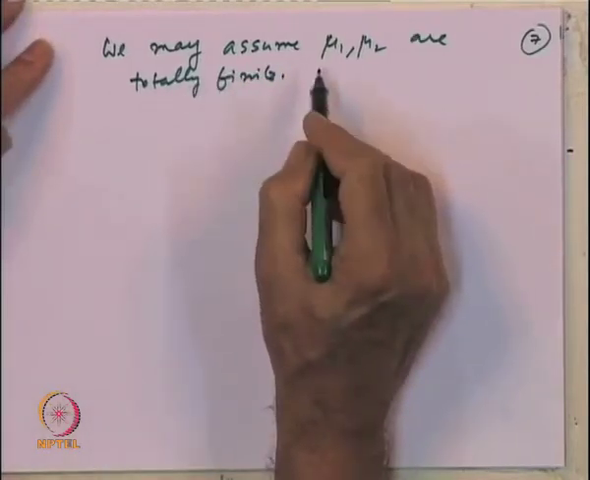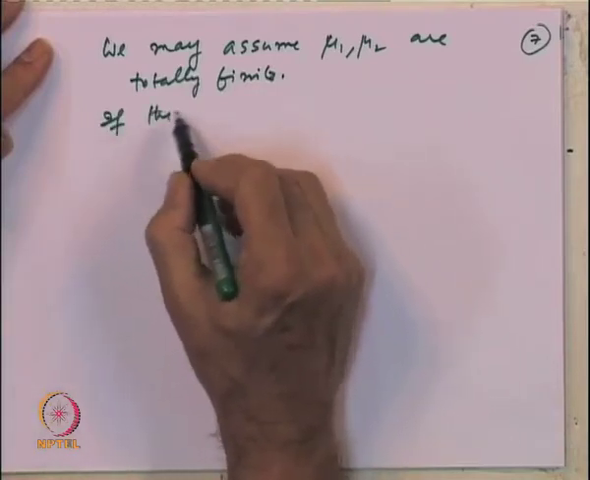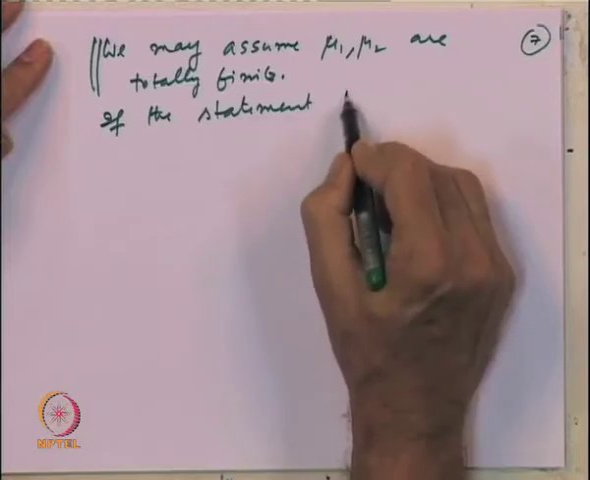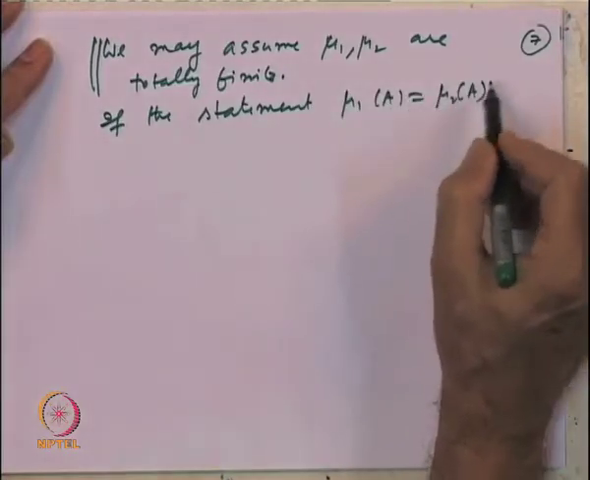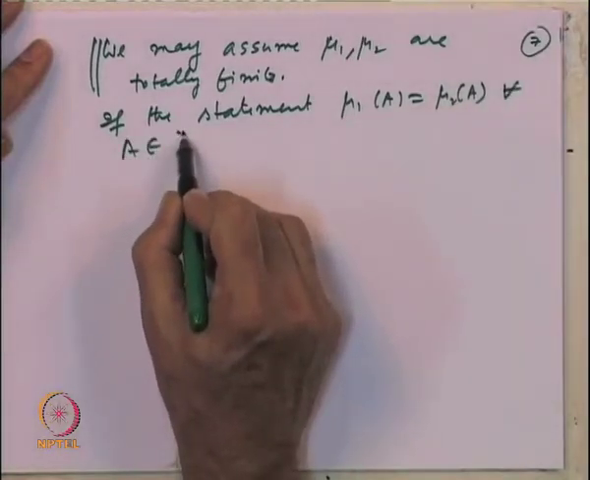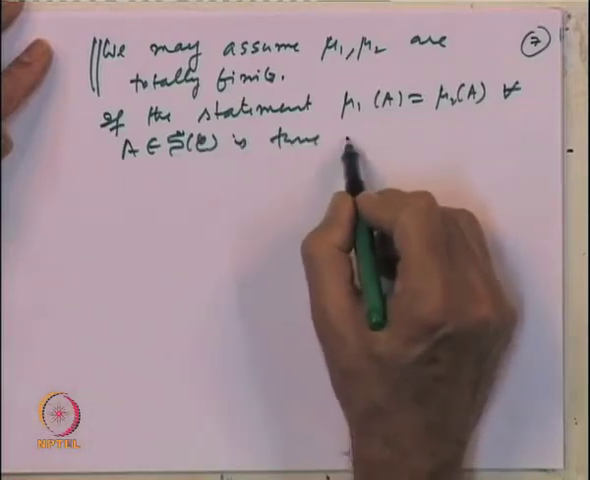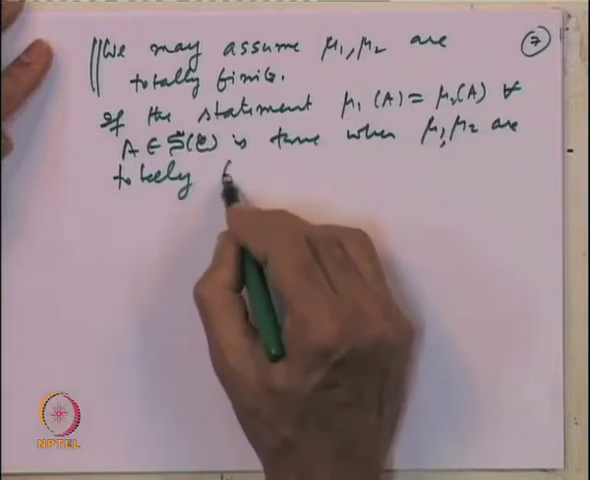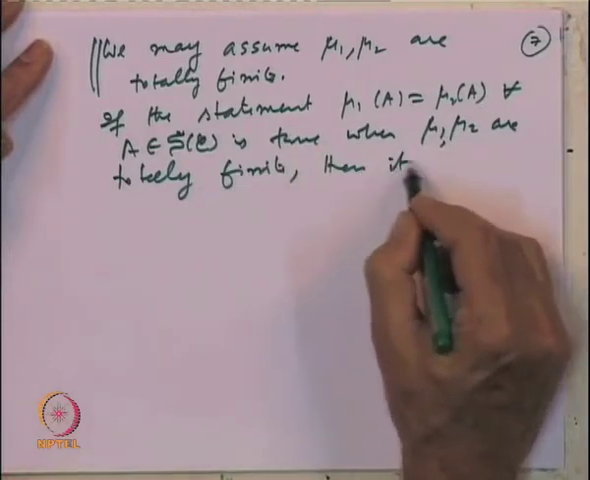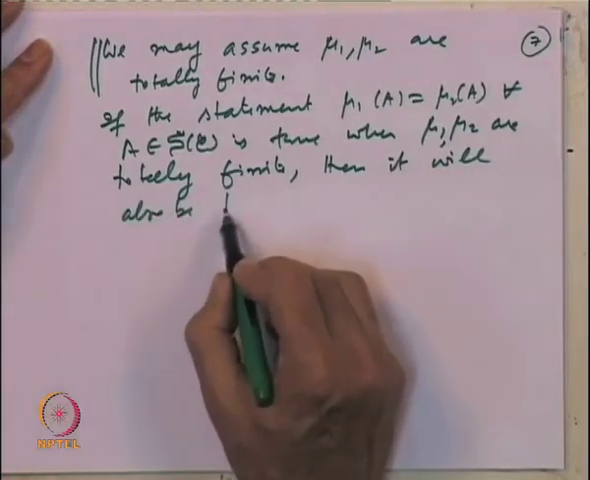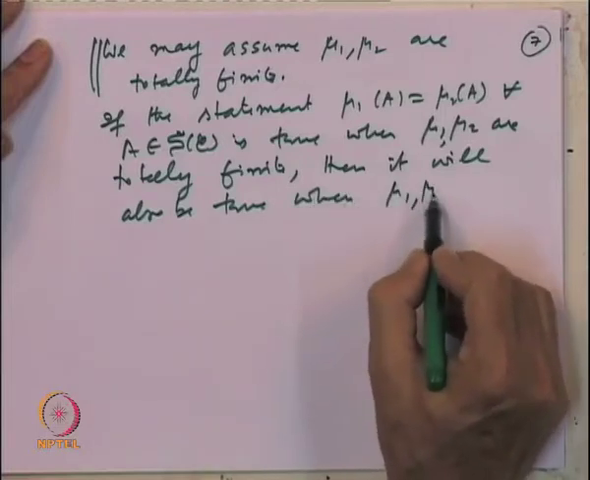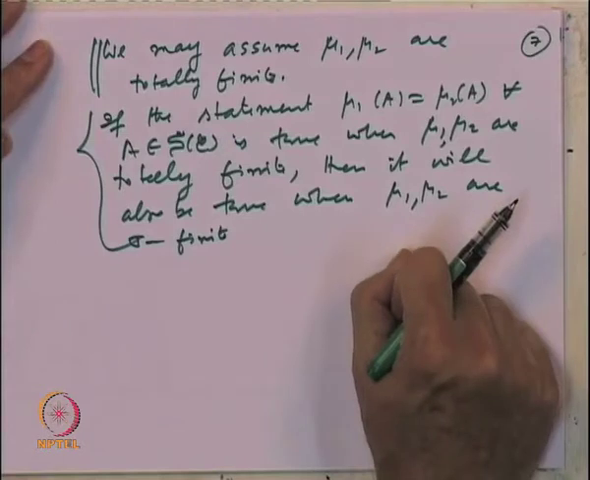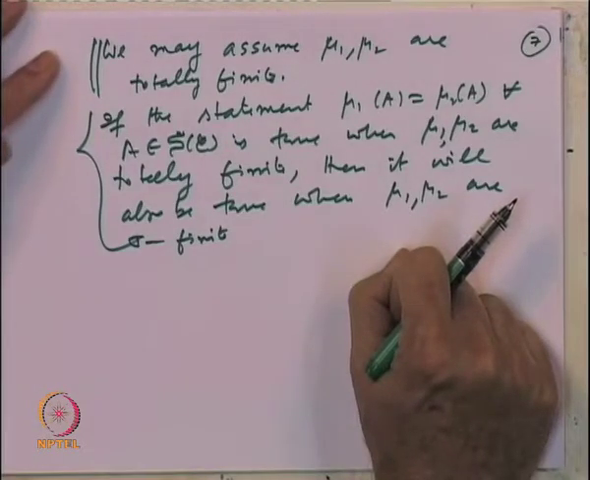So, what is the meaning of saying we may assume that? This is the same as saying: if the statement mu 1 of A equal to mu 2 of A for every A belonging to S of C is true when mu 1 and mu 2 are totally finite, then it will also be true when mu 1 and mu 2 are sigma finite. So, that is the meaning of saying that we may assume that mu 1 and mu 2 are totally finite. Let us see why that is the case.